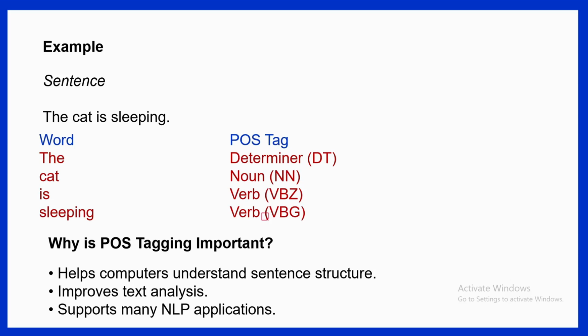So now you may wonder why this is important. Suppose we have the sentence, book a ticket. Here the word book is used as a verb, but in another sentence, the book is interesting, the word book is a noun. Although the word is the same, its meaning changes depending on its grammatical role. So POS tagging helps the computer identify these differences, understand the sentence structure, and improve text analysis. It is used in many NLP applications.